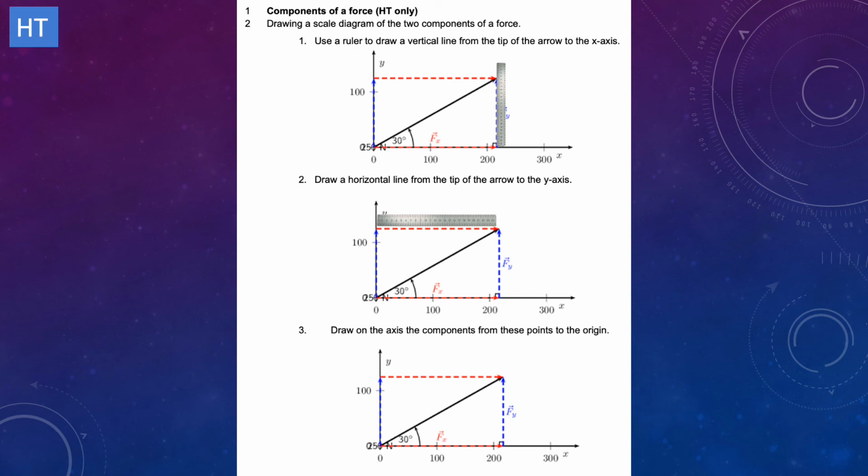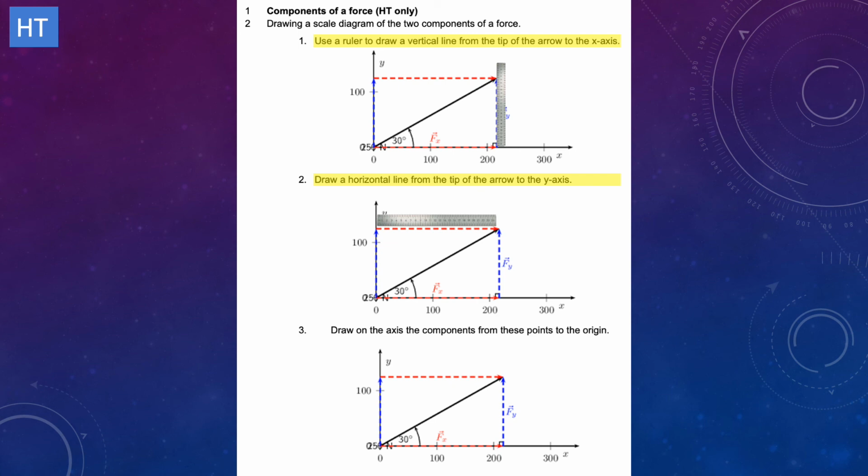Your first step is to do the x-axis. Put a ruler up to the arrow on your force and have it parallel to your x-axis, or your y-axis, it doesn't matter which order you do it in, and you're just going to draw a line straight down to your x. The next step is to draw the horizontal line which goes along your x-axis, and you're going to draw that until it hits your y-axis.